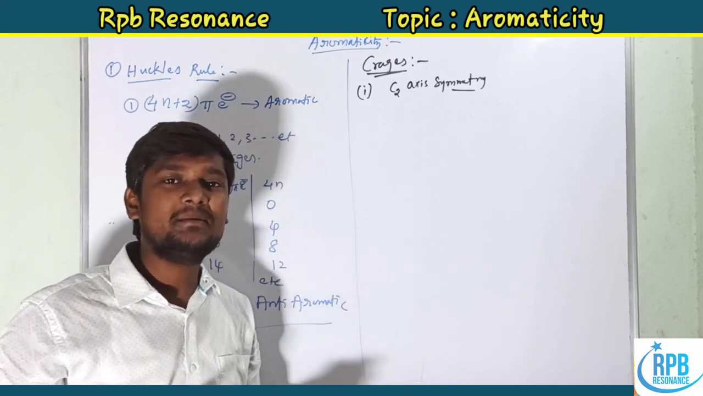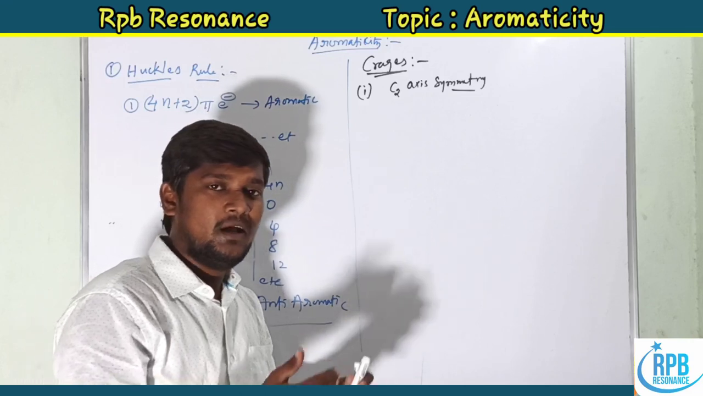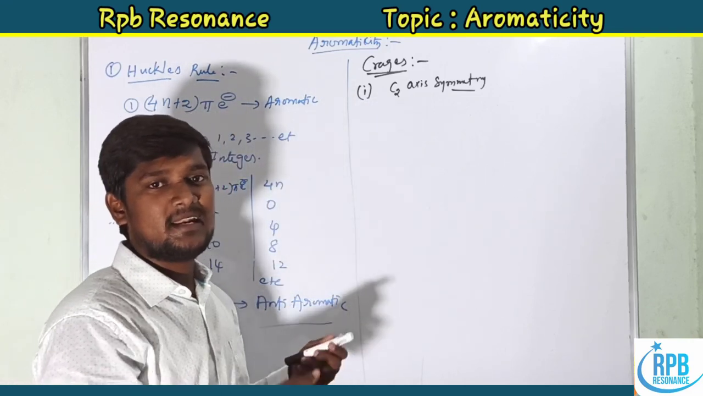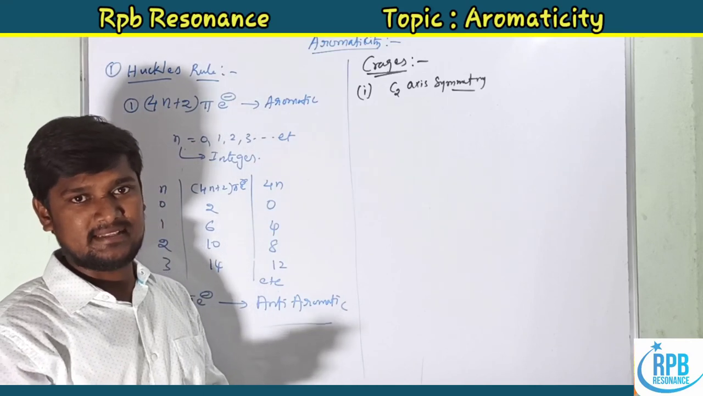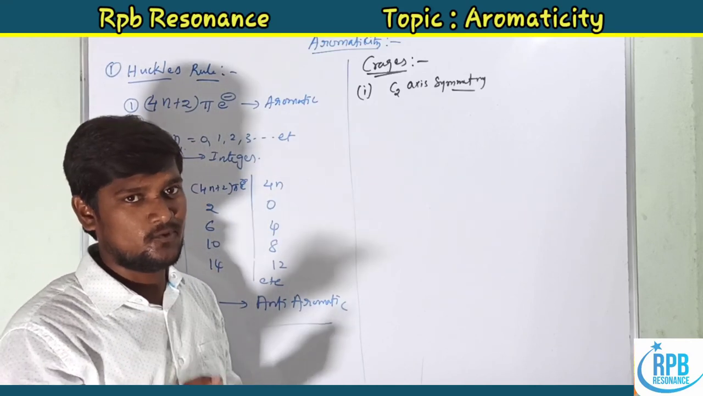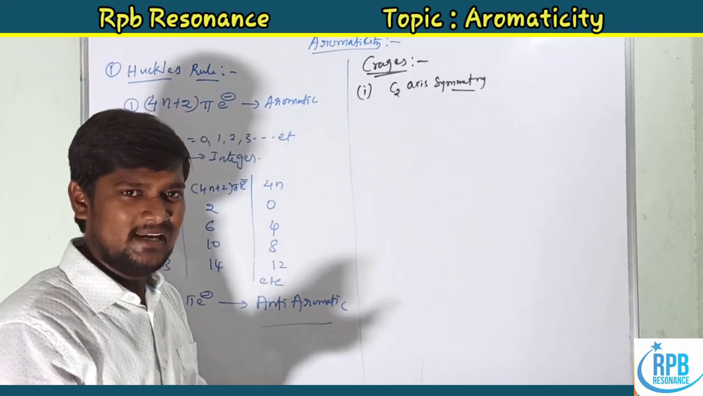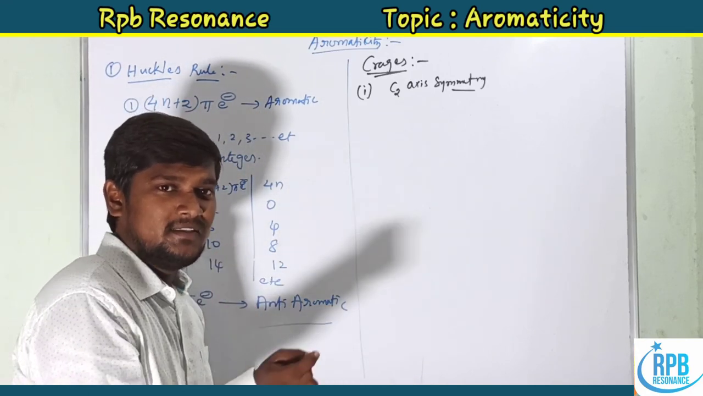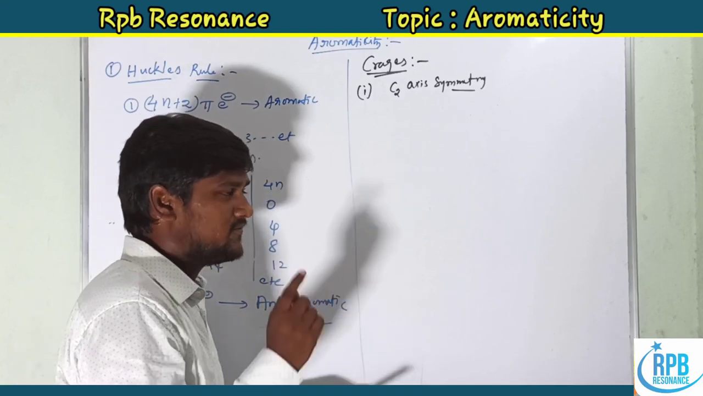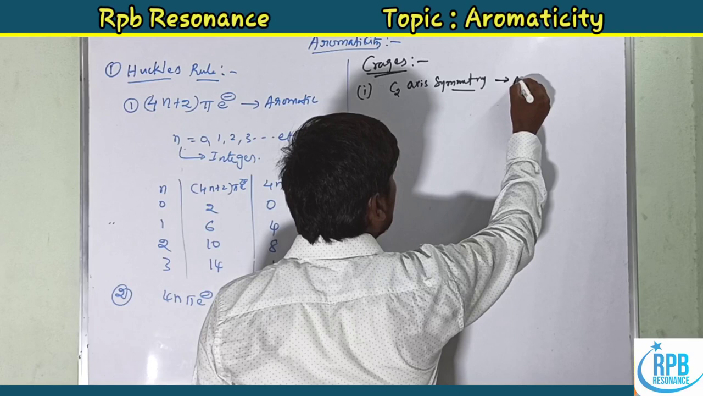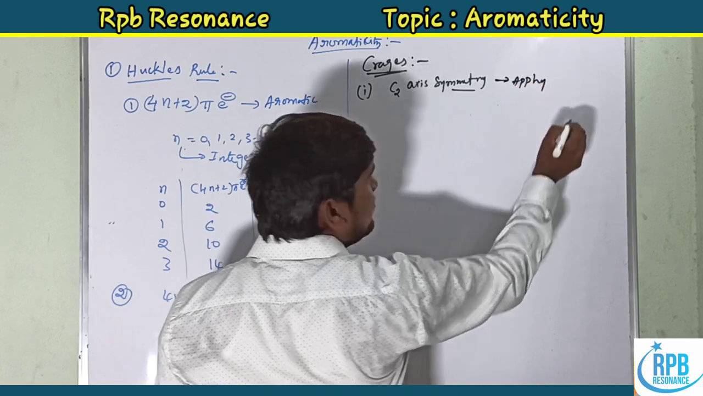So how many rotations are required to get the same type of molecule? Those rotations are called Cn axis of rotation. Now here it requires two rotations, so two rotations is nothing but C2 rotation. So if any molecule has a C2 axis of symmetry, that is the first criterion. First of all, apply the C2 axis of symmetry.